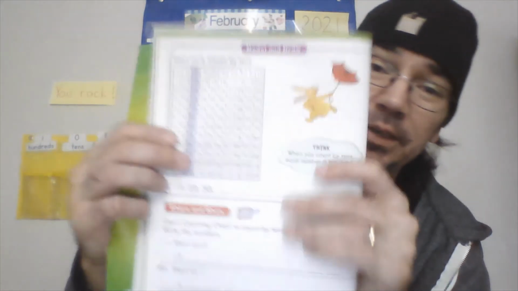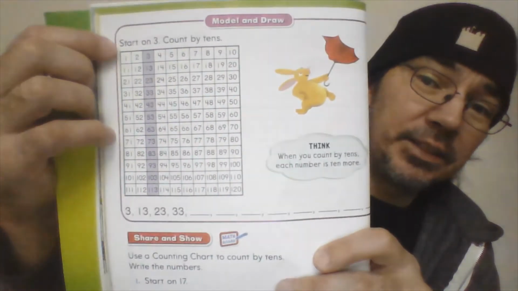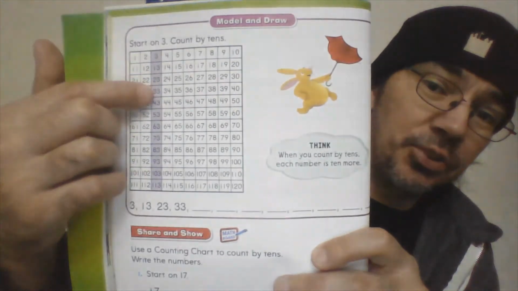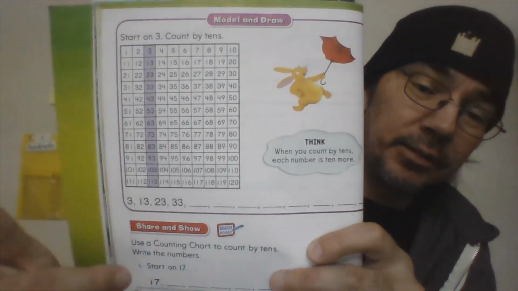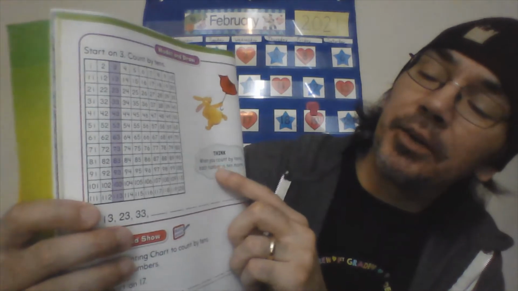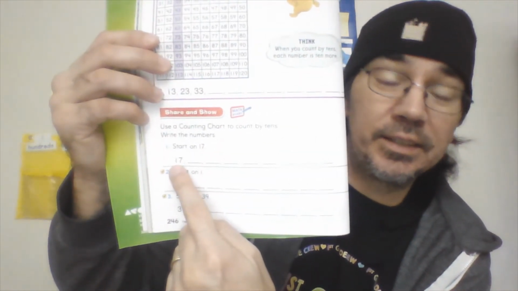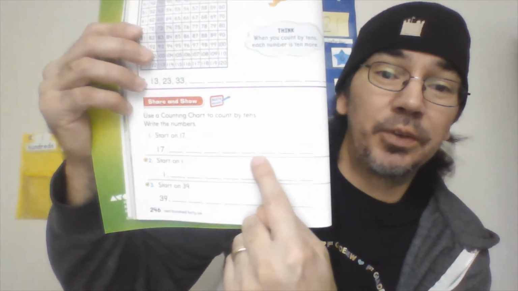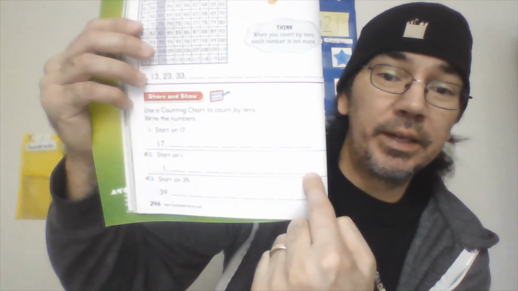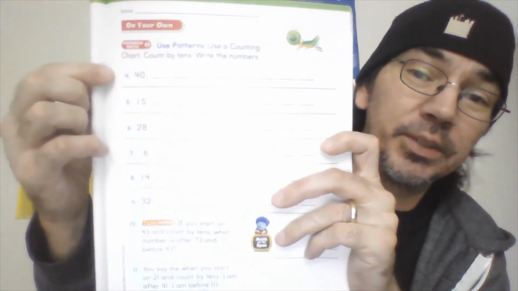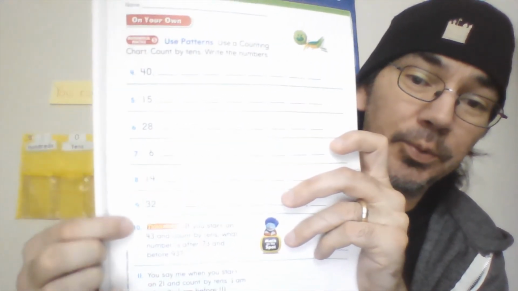And on this page, here's our chart to help us. See, this is starting at 3, counting by 10s, and it shows you how they did it. The reminder here is when you count by 10s, each number is 10 more. So your job here, you're going to start at 17. You're going to count by 10s. You're going to fill in each and every one of these, okay? Same with this one. Start at 39. Do the same thing, adding 10 each time. Turn it over to page 247 and do the same all the way down here, 4 through 9, okay?